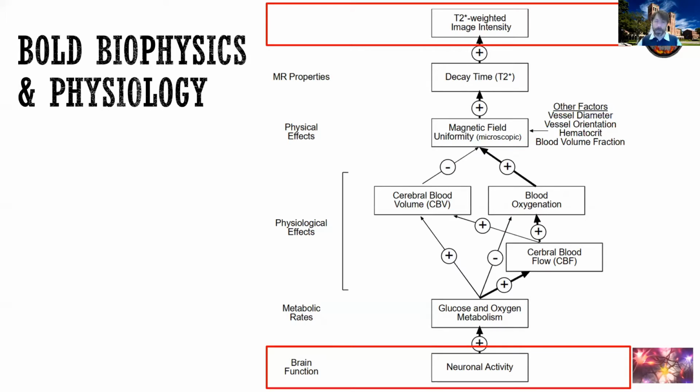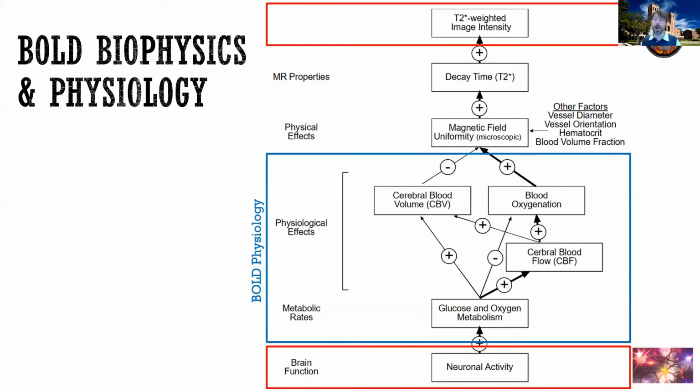So conventionally, we often break down this schema, this chain of events, as the physiology of BOLD. So what happens from a physiological point of view in response to neuronal activity. Neuronal activity increases, and that leads to a certain change in metabolism and a certain change in flow and volume, and therefore a certain change in oxygenation. And we're going to discuss this next time.